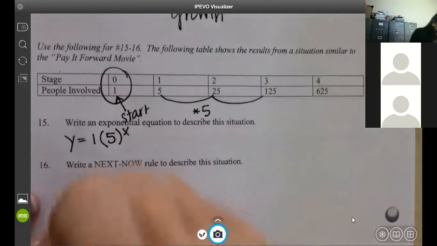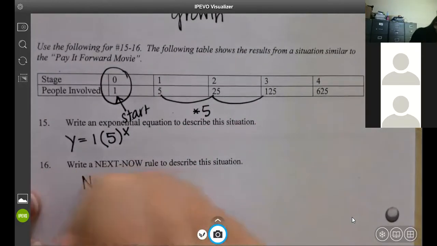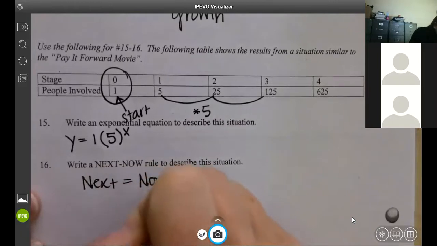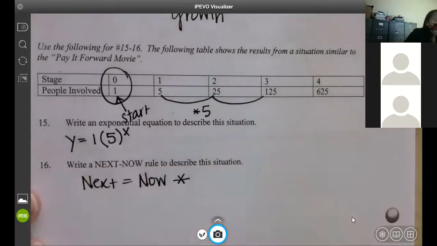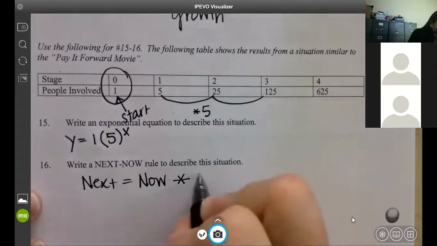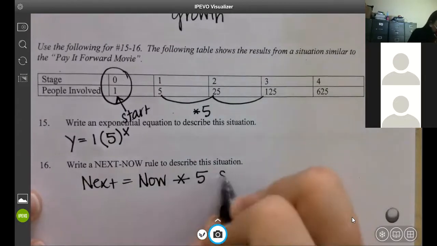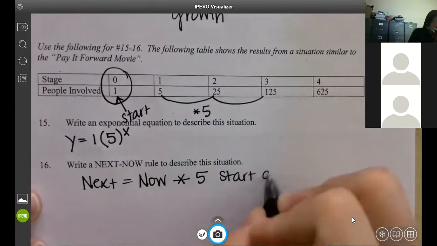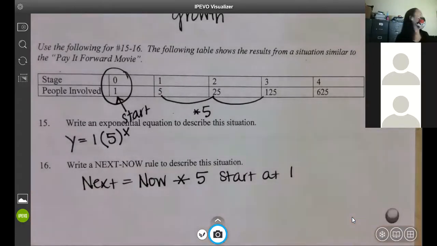All right, remember our next now. The only difference in the next now is that we have a multiplier. And what did we multiply by? 5. And where did we start? So start at 1. That's it. Next nows are very easy.